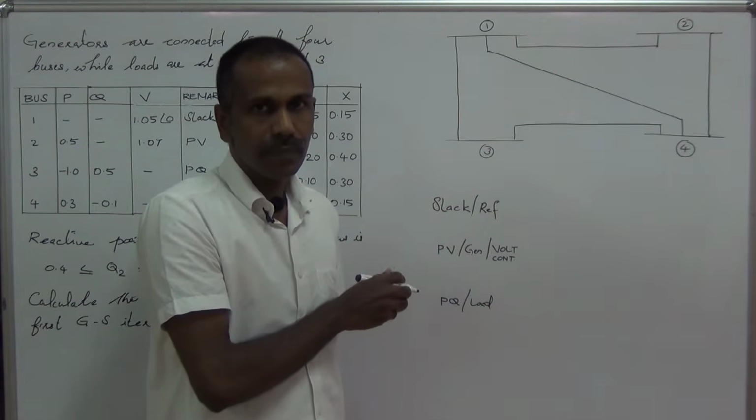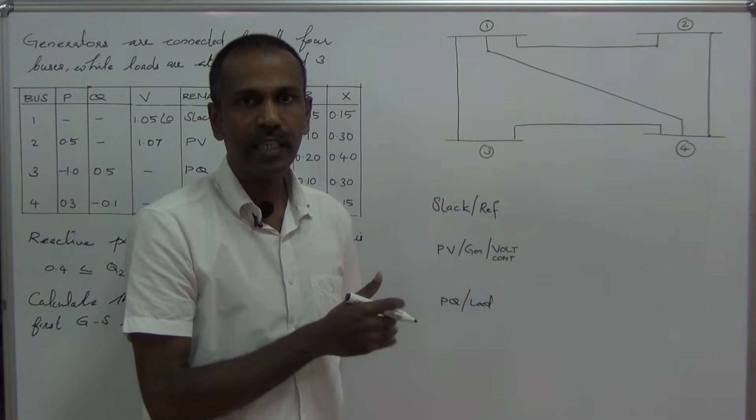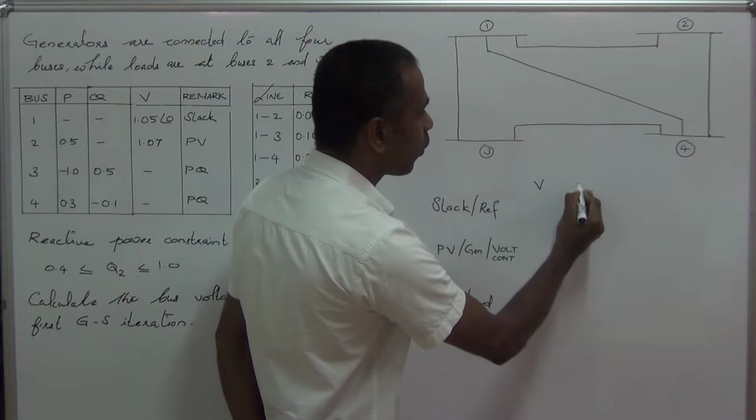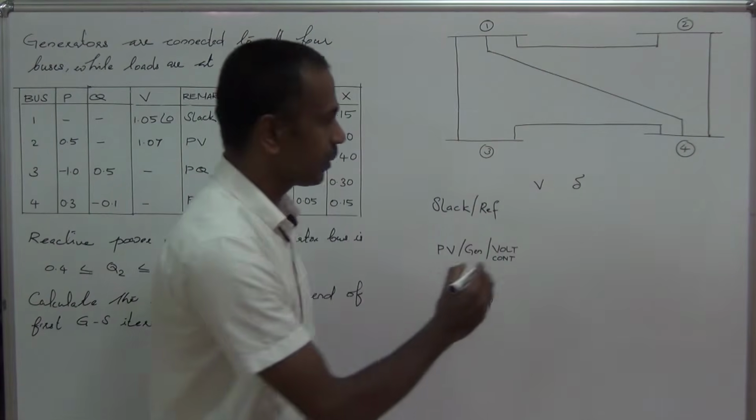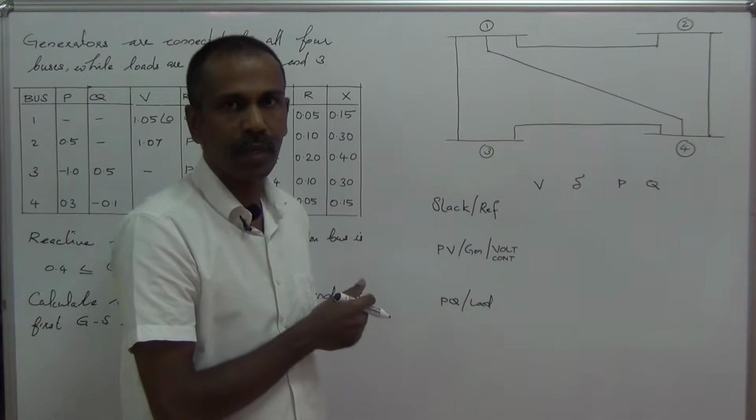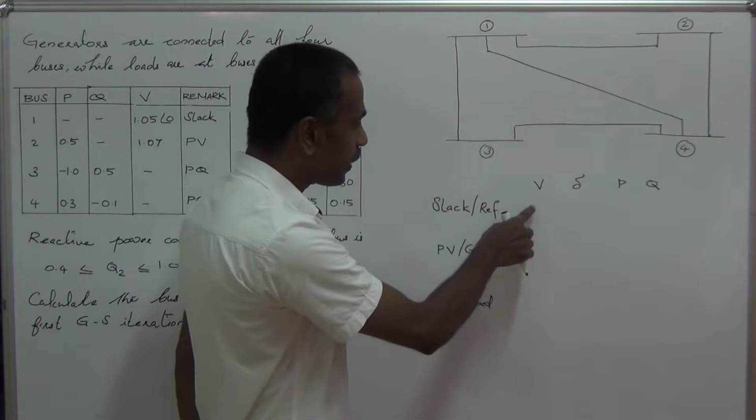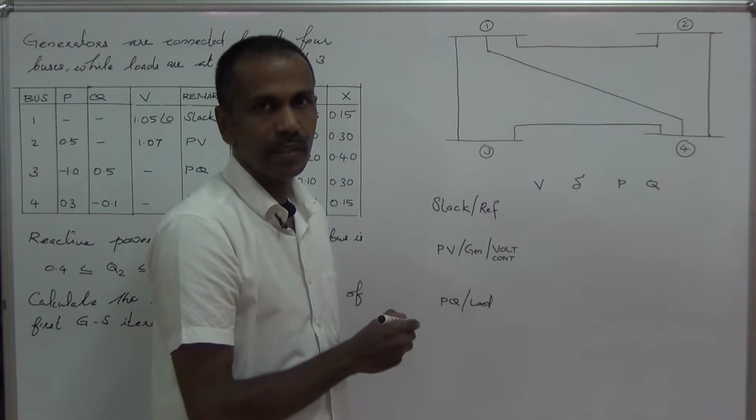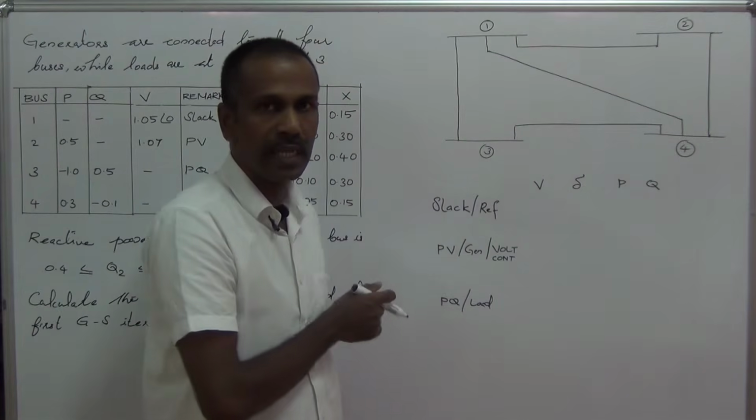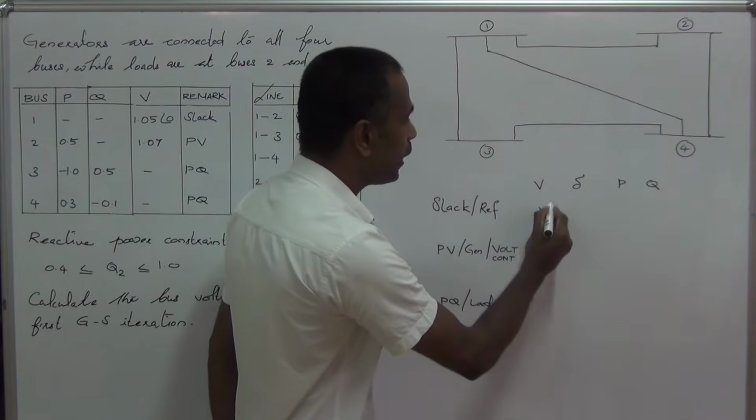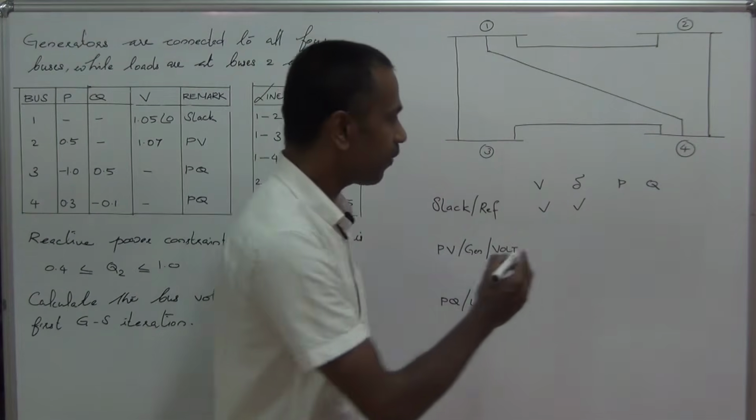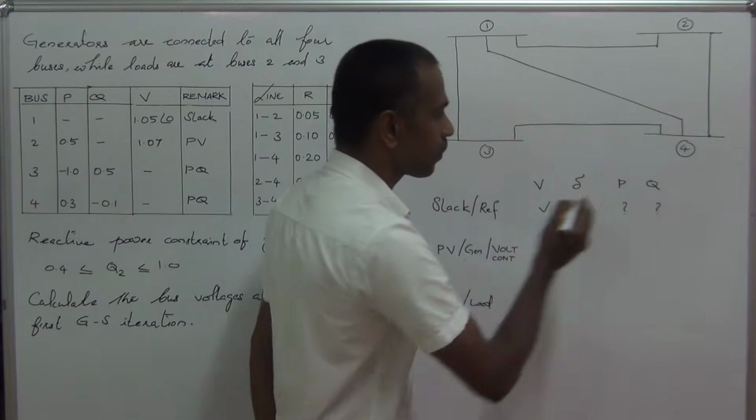In the power system load flow analysis, we mainly deal with 4 parameters: magnitude of the bus voltage, angle of the bus voltage, P and Q. Out of the 4 parameters, 2 parameters will be specified at each bus. The remaining 2 parameters we have to find out. In the case of slack bus, both the magnitude and the angle of bus voltage will be specified. So we have to find out P and Q.